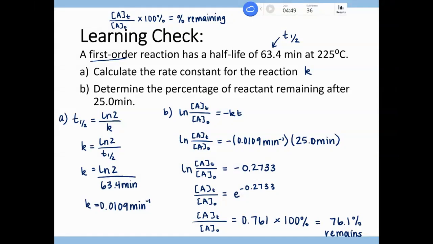Any questions here? Anything unclear? Confusing? Nothing? We all got it? Ready to move on?